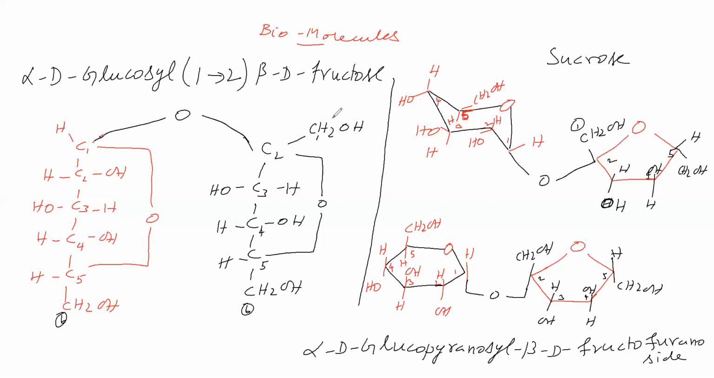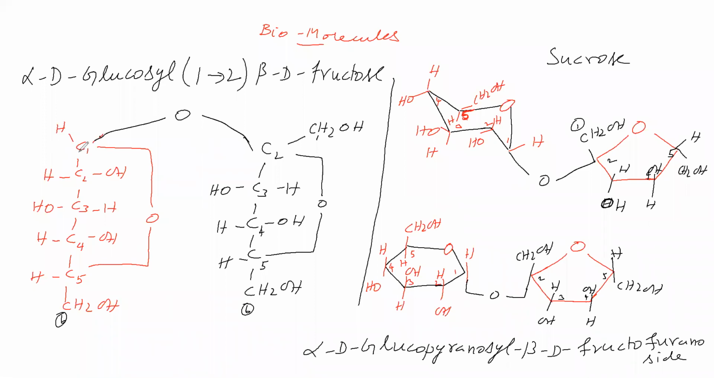Reducing Tollens' reagent test is not possible. If a free carbonyl group is present, or if the carbonyl group is in hemiacetal form, then mutarotation is possible and the Tollens' reagent test is possible. Here, a free carbonyl group is not present, and the carbonyl group is also not in hemiacetal form; they are in acetal form.